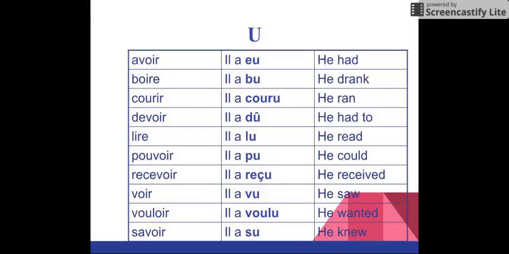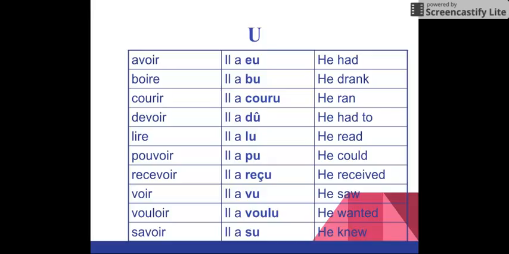Avoir, il a eu. Boire, il a bu. Courir, il a couru. Devoir, il a dû. Lire, il a lu. Pouvoir, il a pu. Recevoir, il a reçu. Voir, il a vu. Vouloir, il a voulu. Et savoir, il a su.